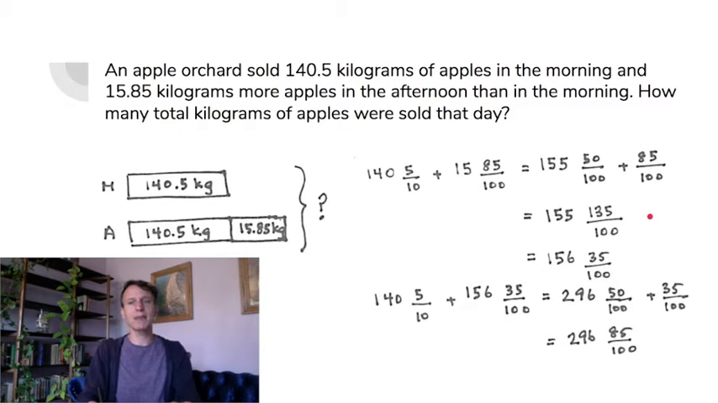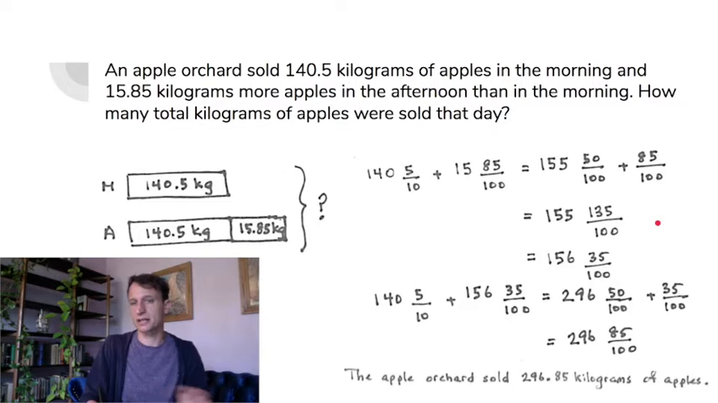Then all we need is a happy little statement, because that is our answer, right? That's morning plus afternoon, saying that apple orchard sold, putting it back in decimal form, 296 and 85 hundredths kilograms of apples.